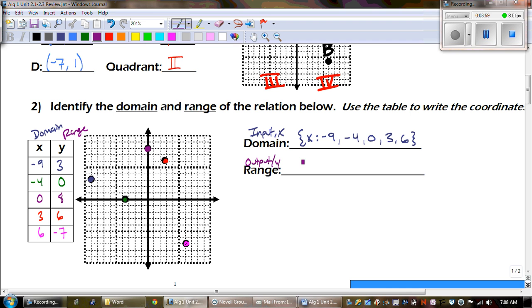Okay, and we're going to do the same thing with the y. We're going to put them inside the brackets, and then I find the lowest number, which is -7, and then 0, 3, 6, and 8. So you're going to have to sort through those numbers to make sure that they're in increasing order.